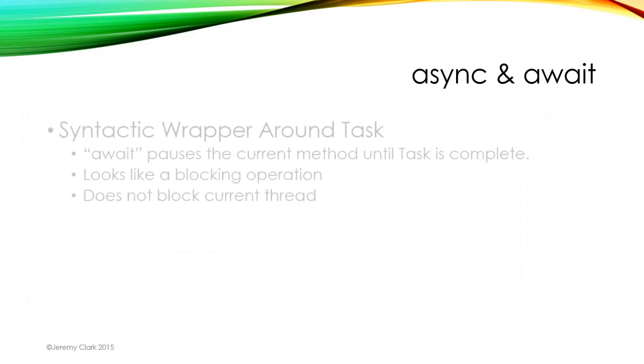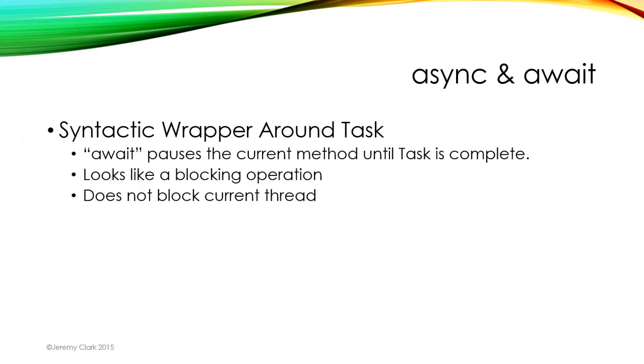So you might have seen async and await in different methods in code. What this does is it creates a syntactic wrapper around the task so that we don't have to go through quite as much ceremony when we're using this. When we write the code using async and await, it looks like we're writing synchronous code. But in fact, once we hit the await keyword, our method will pause until the task completes. And the great thing about this is even though it looks like a blocking operation, it does not block our current thread.